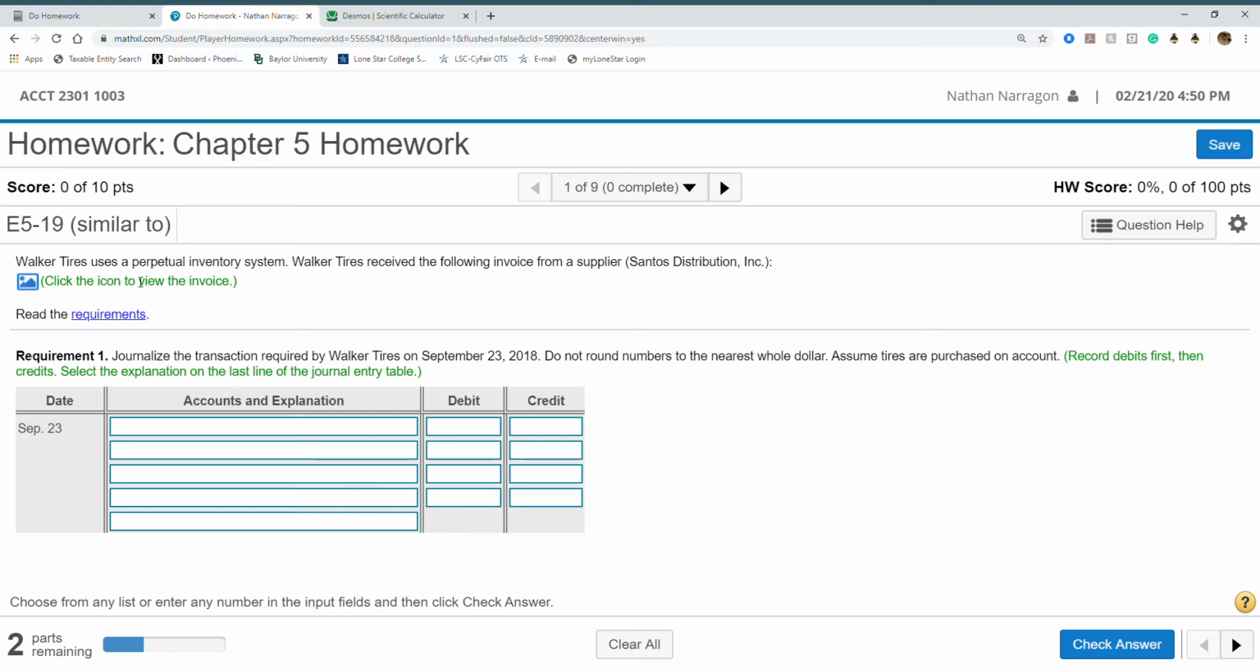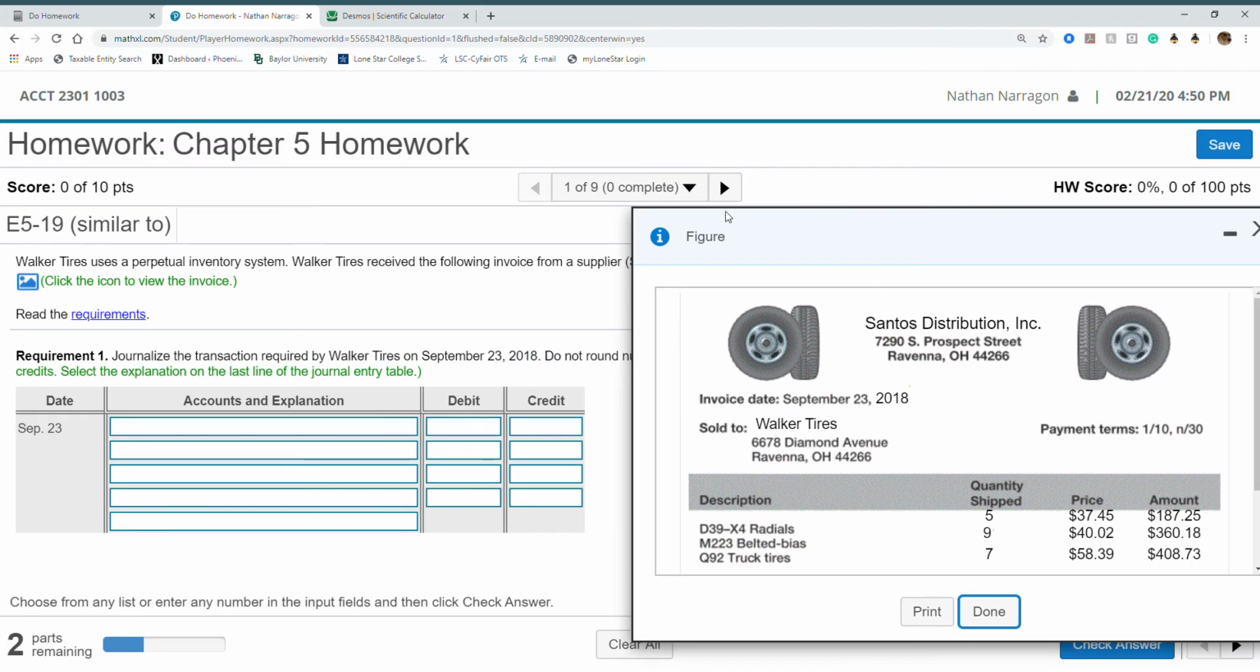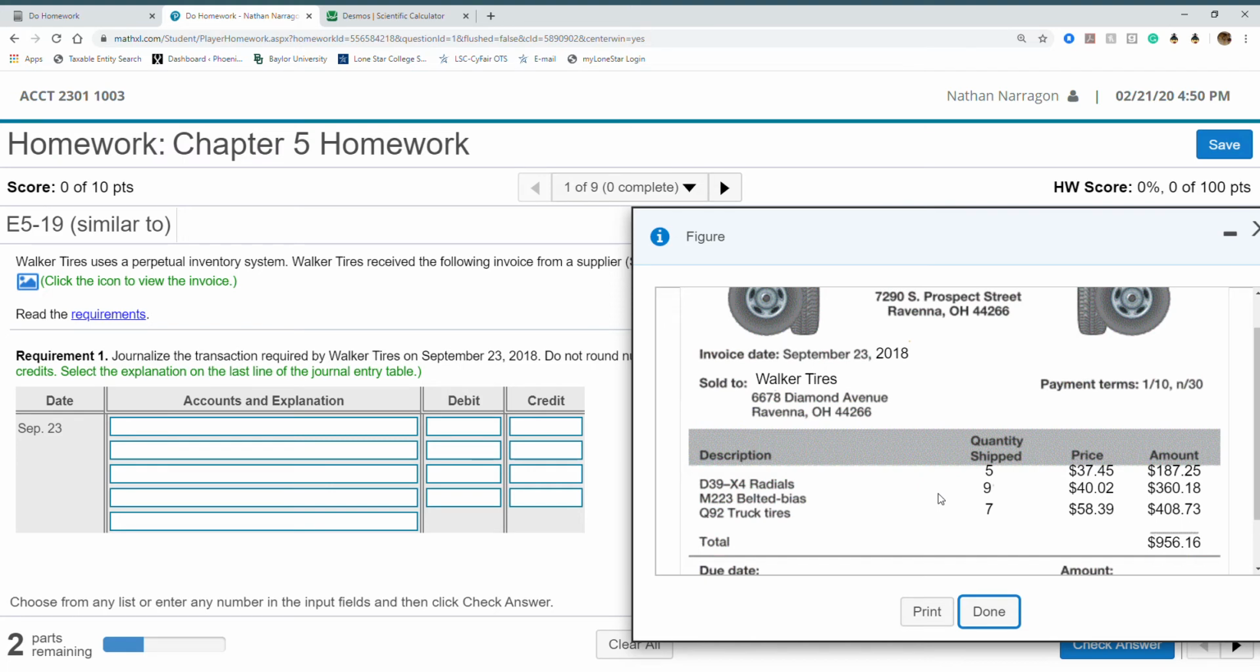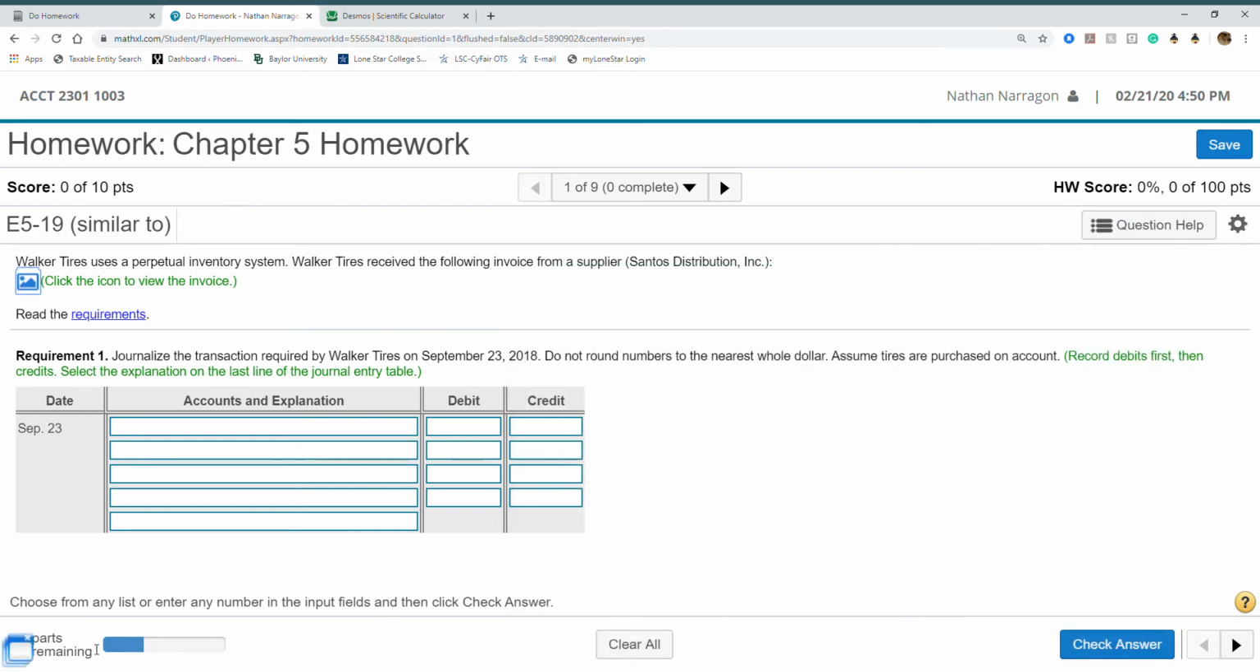So, without further ado, first problem, again, you're going to have an invoice. So here's our fancy dandy invoice that tells us all the information that we need. Now, I like how they kind of have it scanned and then they retyped over it. That's always funny. And they could at least have formatted the numbers a little bit better. Anyway, the first thing we're going to do, let me minimize that, is journalize the transaction required by Rocker Tires on September 23rd, and assume tires are purchased on account.